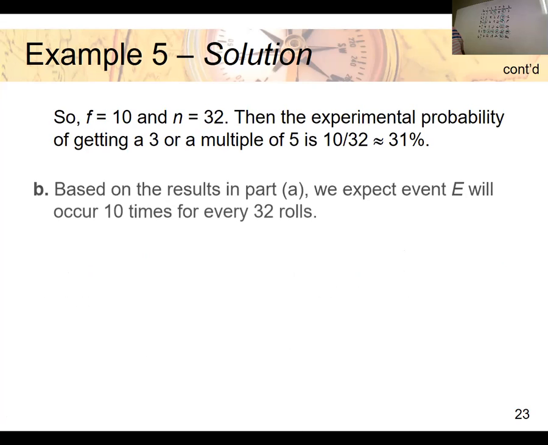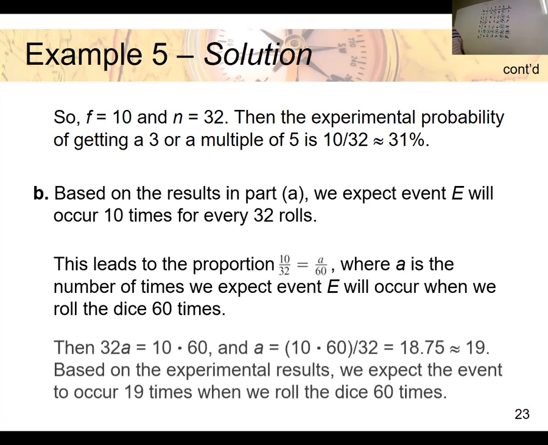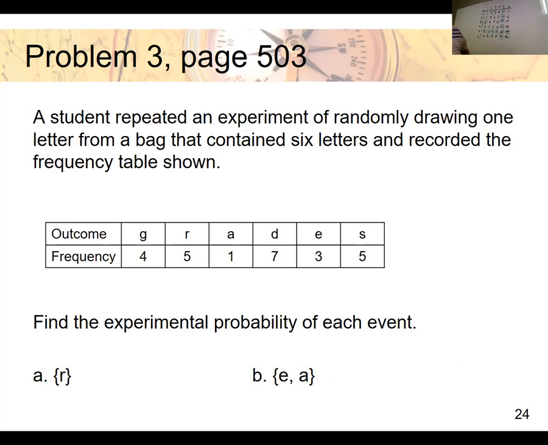Any other questions? Okay, take a look at problem number 3 on page 503. We're going to go over this one. A student repeated an experiment of randomly drawing one letter from a bag that contained 6 letters and recorded the frequency table shown. So there's the outcome for GRADES and the frequency for each letter.